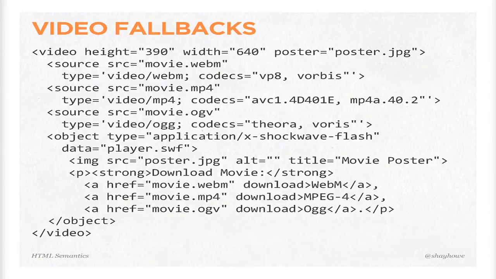I also like to include an image here. So if I'm using a poster attribute, I also like to put that on a page for users that can't see it, right? If I already have that image, I might as well get some life out of it. For those users that actually don't support the video element, we can still show them that image and give them some download choices.